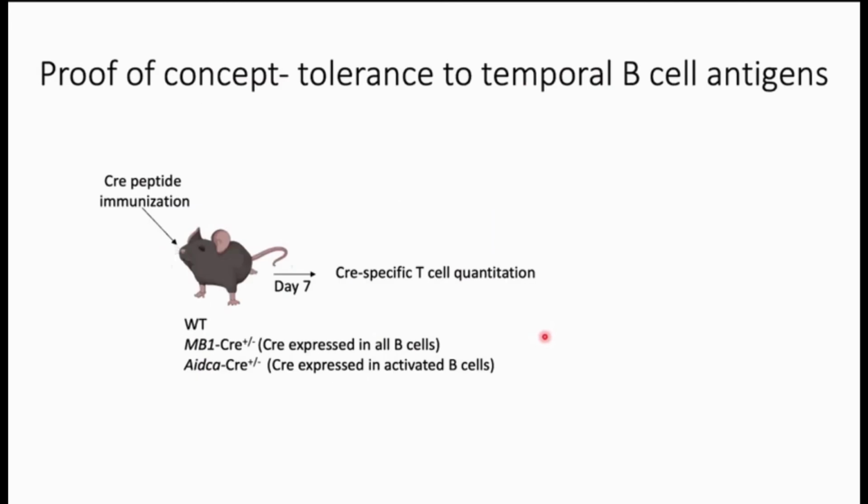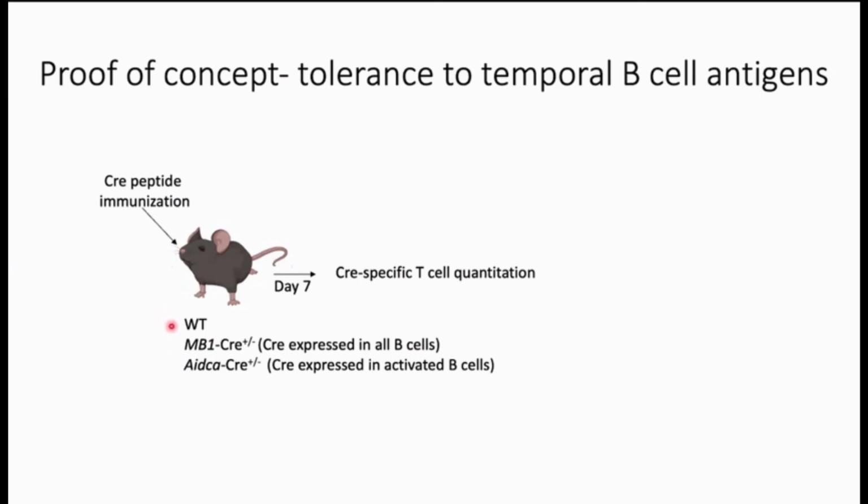So we decided to look into a proof of concept experiment to think about tolerance to temporal B-cell antigens, to see if this was occurring or if there are actually immune responses against these temporally generated B-cell antigens. The first thing we did was use a mouse model of temporal antigens, utilizing the CRE system. CRE is a genetic tool that is often bred into mice, linked such that CRE expression is driven by the expression of another gene. This is a common genetic tool in mouse immunology.